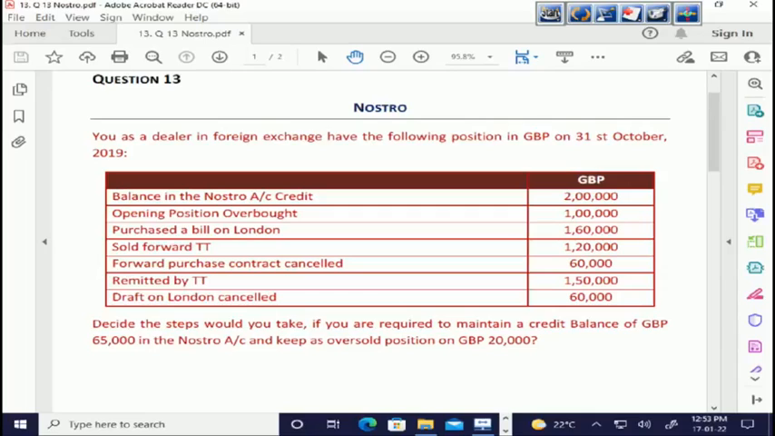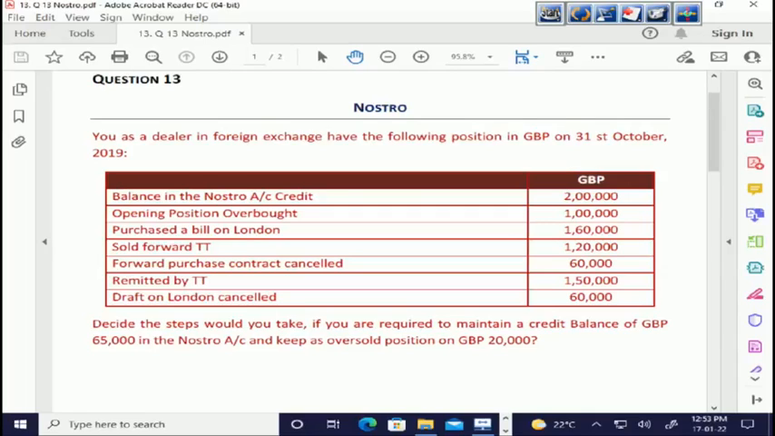Forward purchase cancelled. So had it been forward purchase, it was a long, it is cancelled, so it's a short. So 60,000 short. So 1,40,000 minus 60 is 80,000 long. 80,000 long. Next, remitted by TT 1,50,000. Now this is a spot sale. Remitted by TT is a spot sale. Since it's a sale, therefore 1,50,000 short. So we had 80,000 long minus 1,50,000 short. That is 70,000 short. But then since this is just spot sale, 1,50,000 goes from the Nostro account.